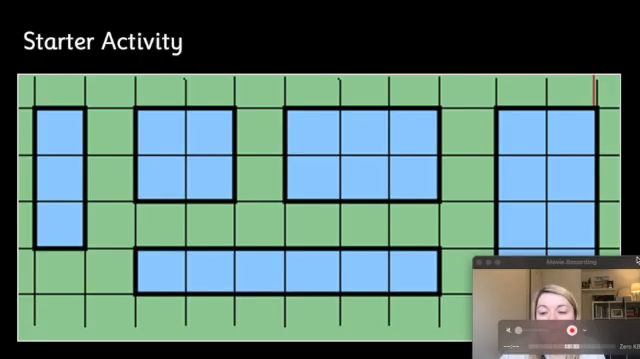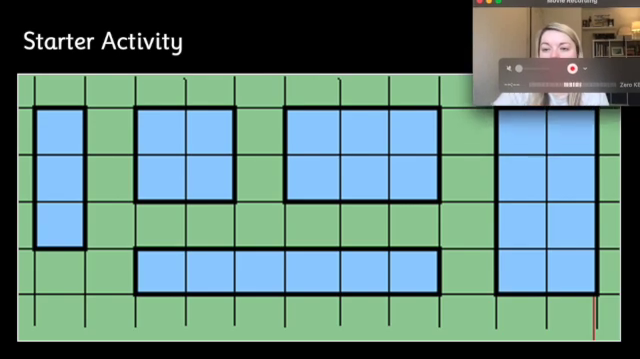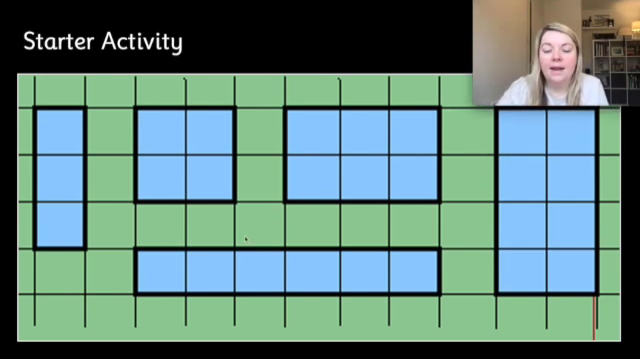As a little starter activity, I'm just going to show you how to work out the area of some of these shapes. In this example here, this paper is centimetre squared paper. That means each box is 1 centimetre by 1 centimetre. So it's centimetre squared is what we call it.